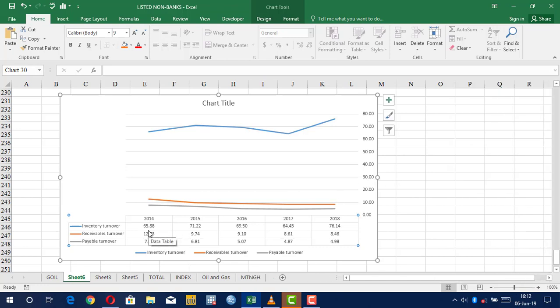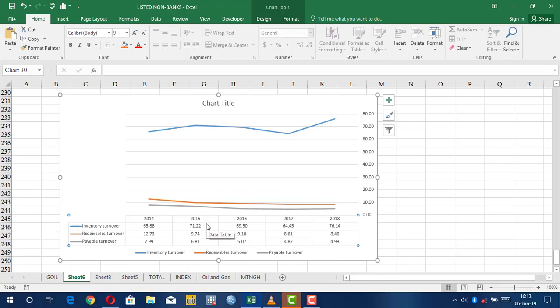So in 2014, the inventory turnover stood at 65.88, and in 2015 it went as high as 71.22 times. And in 2016 it fell to 69.5 times. 2017 it fell to 64.45 times, and in 2018 it increased to 76.14 times. So over the years you can see that you can't really tell whether this is high or low.